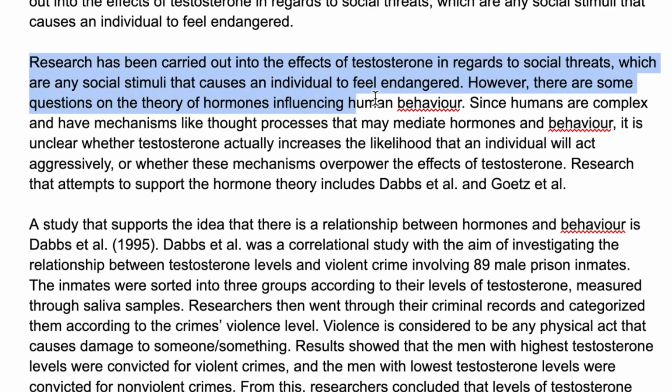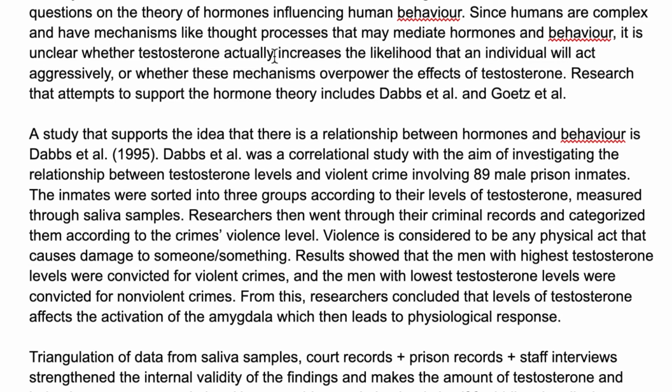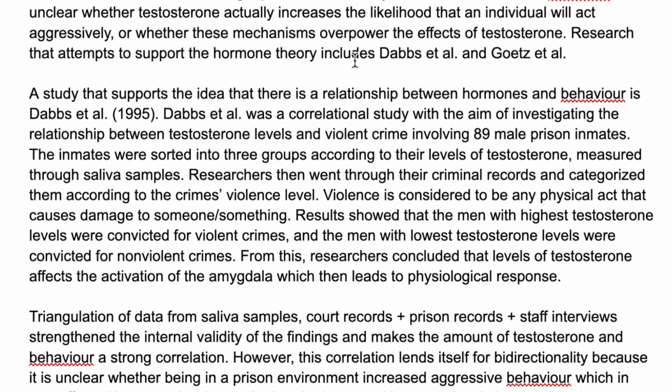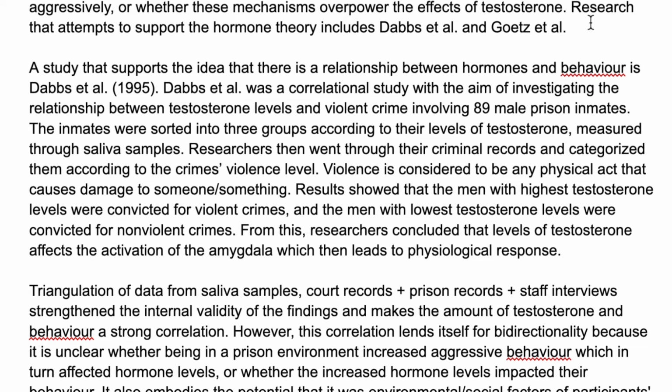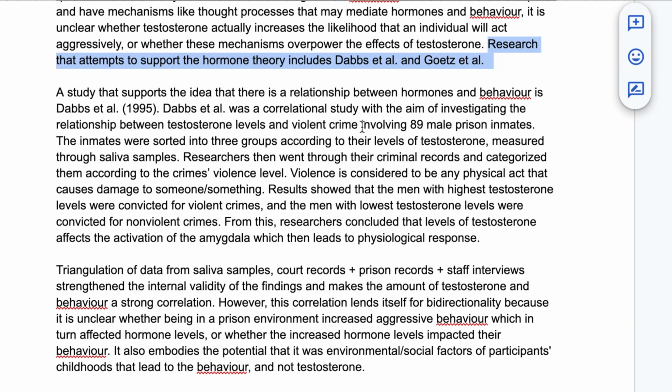And then the next paragraph is where I highlighted the issue, which is that there are some questions on the theory of hormones, on how it influences human behavior. The issue was that, since humans are complex and have mechanisms like thought processes that may mediate hormones and behavior, it's unclear whether testosterone actually increases the likelihood that an individual will act aggressively, or whether these mechanisms can overpower the effects of testosterone, and so hormones might not actually have that big of an effect on behavior as we thought. So we have to look into research that attempts to support the hormone theory.